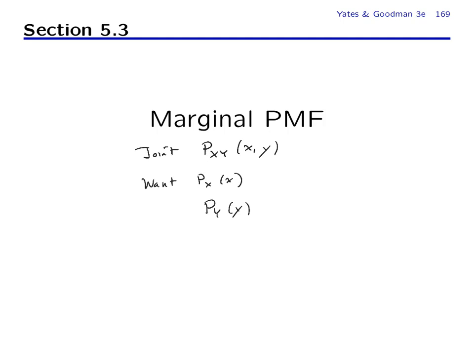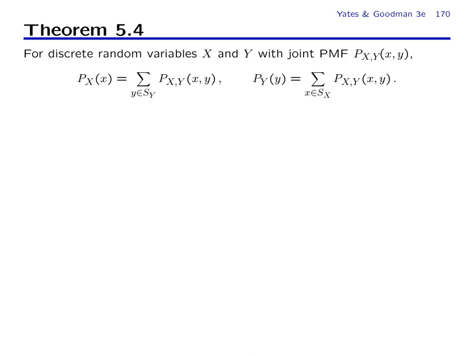In probability speak, these individual PMFs are called marginal PMFs. And finding marginal PMFs is the topic of this section. Turns out that finding marginal PMFs is actually pretty simple, and it's summarized in this theorem. So to find the marginal PMF of X, you sum the joint PMF over all possible values of Y. To find the marginal PMF of Y, you sum the joint PMF over all possible values of X. And this is really just an outgrowth of our earlier theorem for finding the probabilities of arbitrary events.